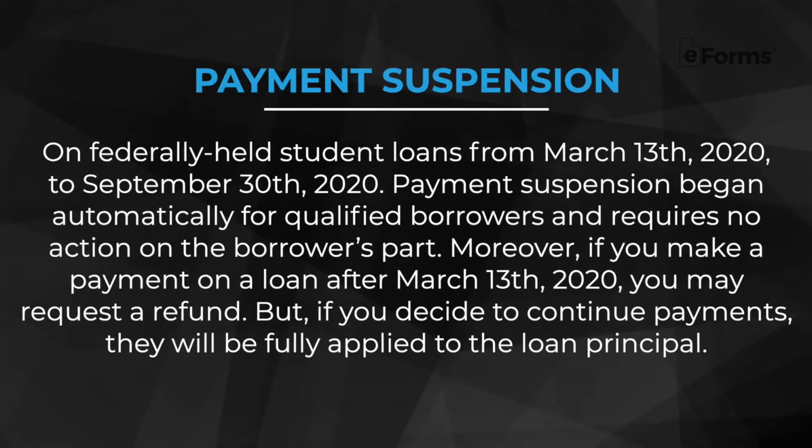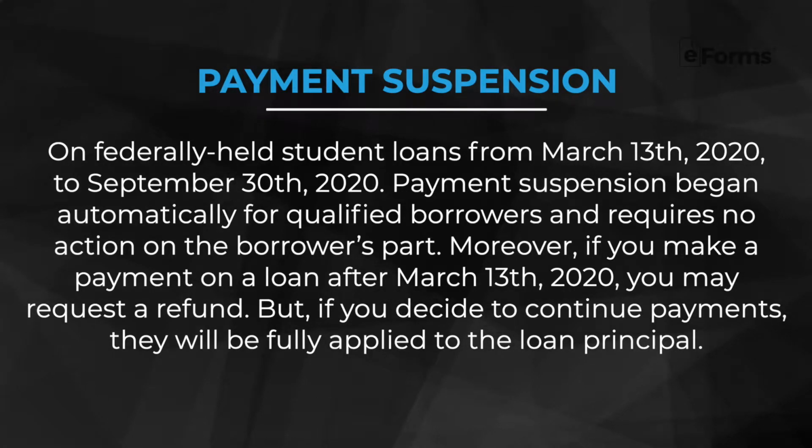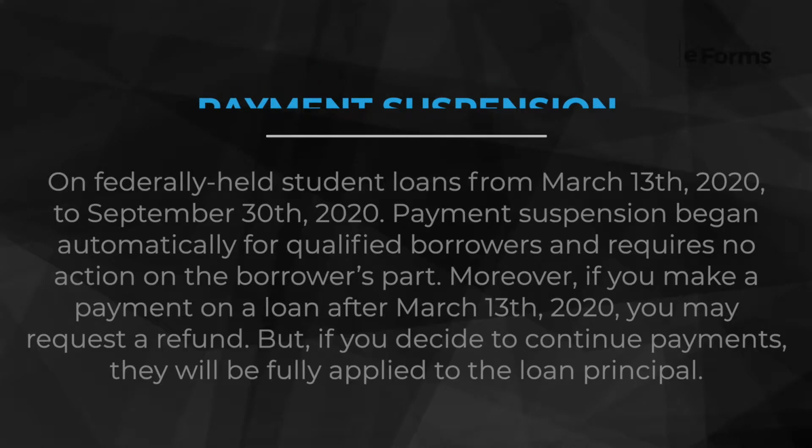First and most significantly, the CARES Act offers payment suspension on federally held student loans from March 13, 2020 to September 30, 2020. Payment suspension began automatically for qualified borrowers and requires no action on the borrower's part. Moreover, if you make a payment on a loan after March 13, 2020, you may request a refund. But if you decide to continue payments, they will be fully applied to the loan principal.